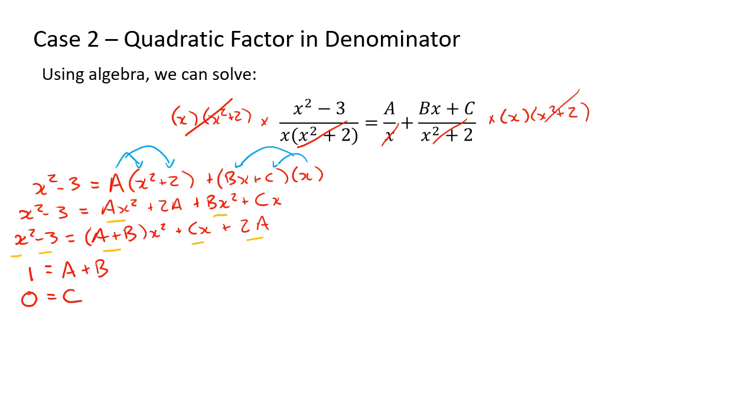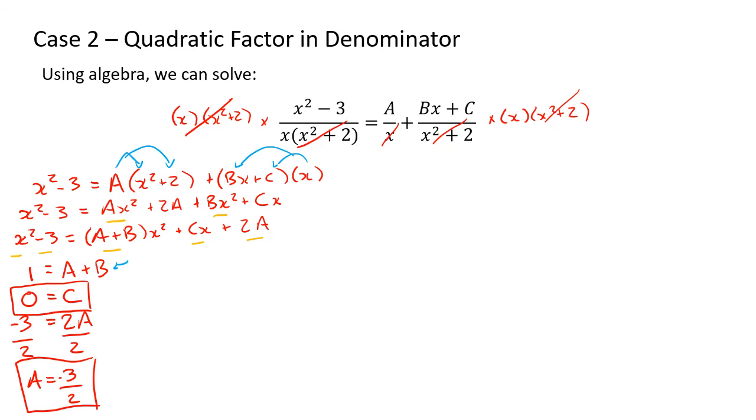The last one is constants. On the left-hand side, we have negative 3. On the right-hand side, we have 2 times a. So we can simply divide both sides by 2 for this last equation and solve. And if we do that, we get that a is negative 3 divided by 2. So we've already solved for two of the factors. The last factor is only in the first equation here.